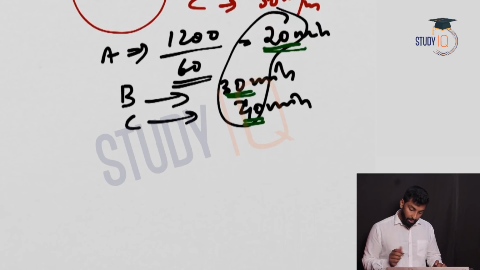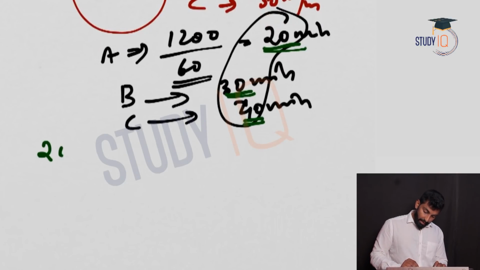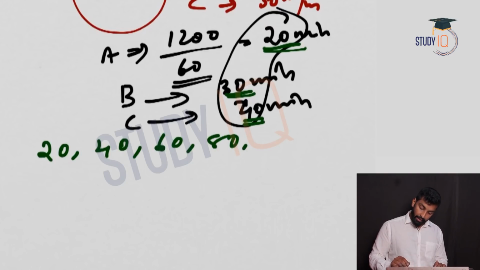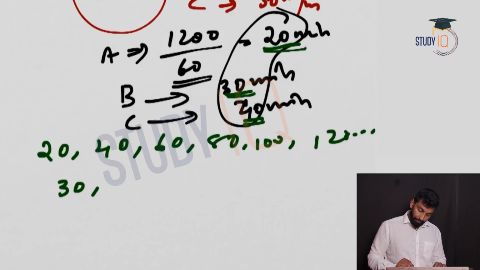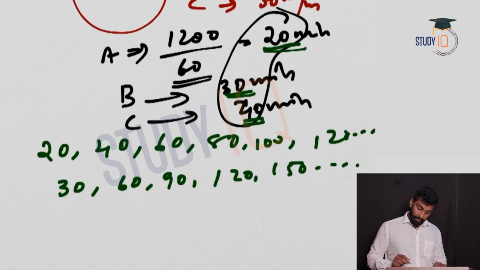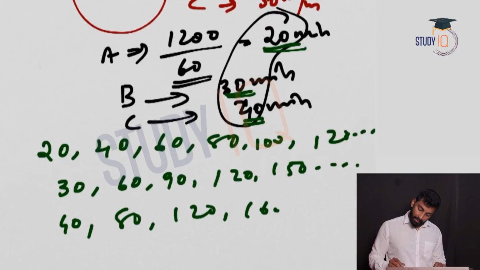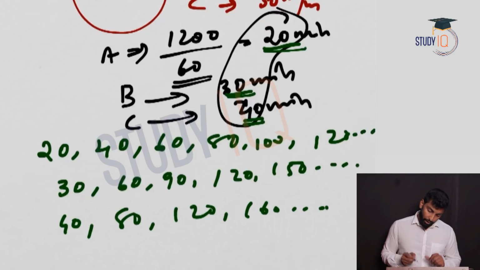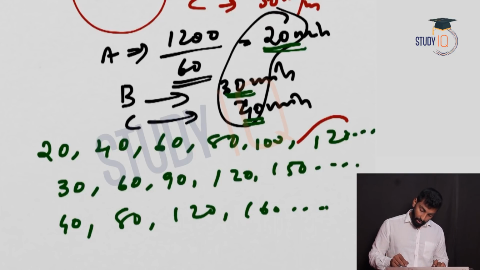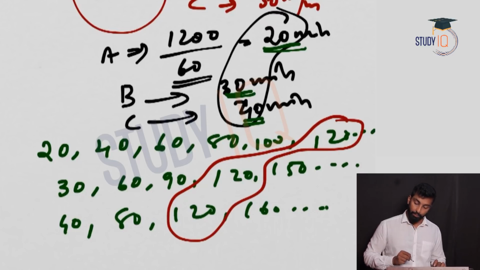Now what you are asked to find out is, okay, A will reach the starting point every 20th minute. That means 20, 40, 60, 80, 100 and 120, etc. B will reach the starting point in every 30th minute. That means 30, 60, 90, 120, 150, etc. C will reach the starting point in every 40th minute, right? So 40, 80, 120, 160, etc. Now if you look into this itself, you can understand they all will be at the starting point at the 120th minute, right?